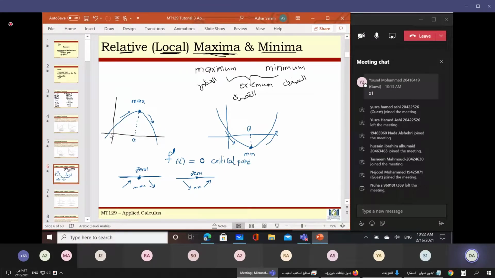Of course, this could be only on an interval. Say, for example, C is the critical point, and this interval is from A to B. Okay, and also here from A to B. Okay, so this is a maximum.